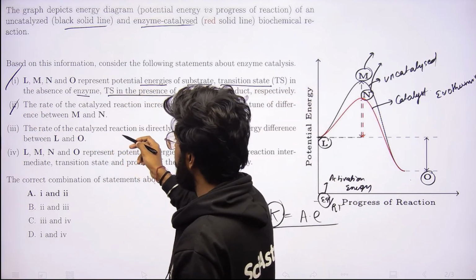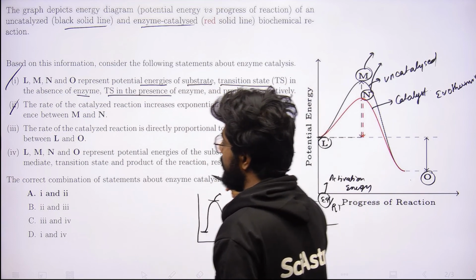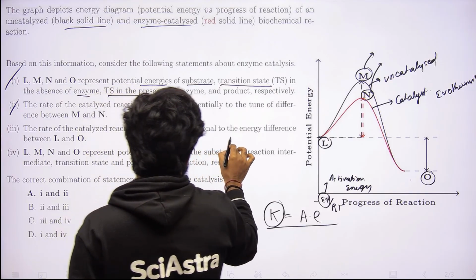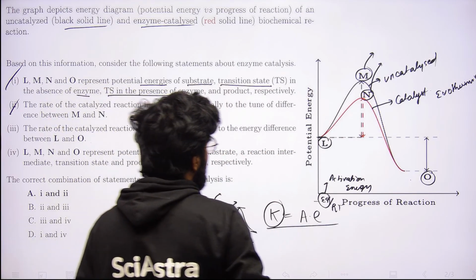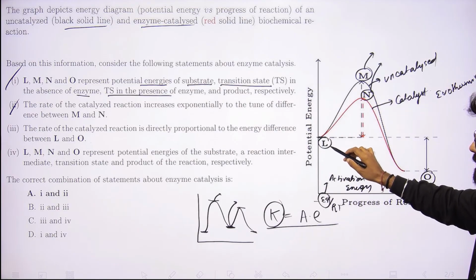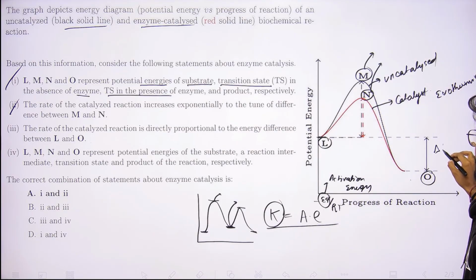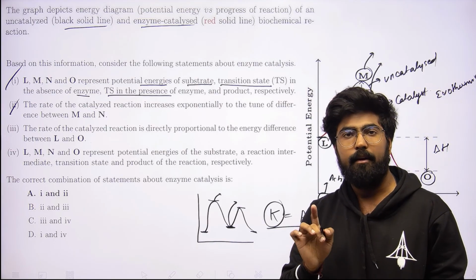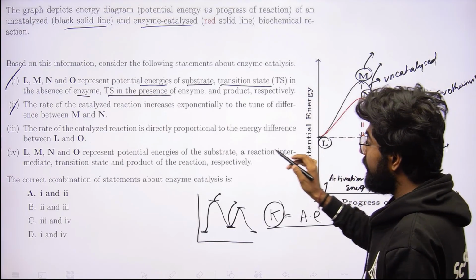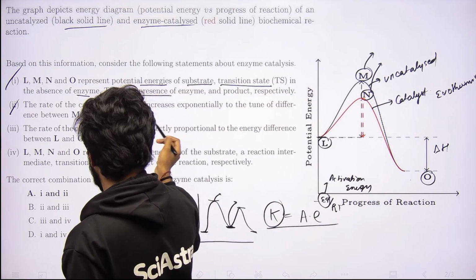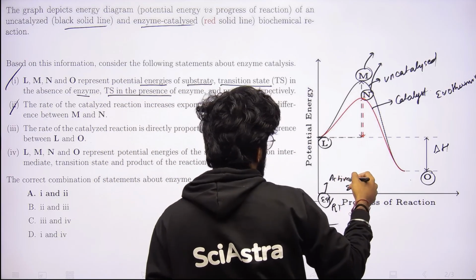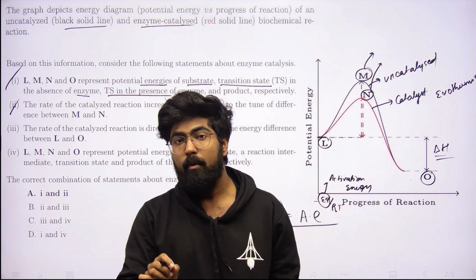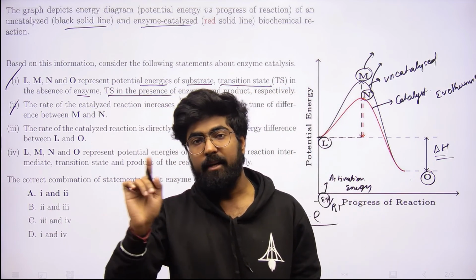Now the third: the rate of the catalyzed reaction is directly proportional to the energy difference between L and O. What they are saying is that L and O, the energy of the reactant and the product, is delta H, by the way. The energy difference between L and O is what is known as the enthalpy of the reaction, delta H, right? So they are saying that the rate of the catalyzed reaction is directly proportional to delta H, which is not true, because catalysis does not alter the energy of the reactant and the product.